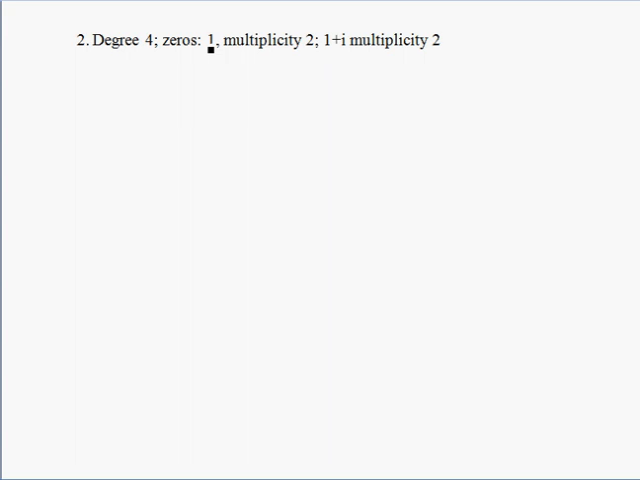Okay, so here we go to 4th degree again. We have a zero at 1 with a multiplicity of 2, and 1 plus i with a multiplicity of 2. So this would be written f of x would be x minus 1 squared. And this would be x minus 1 plus i squared.